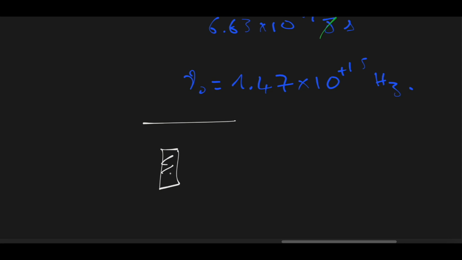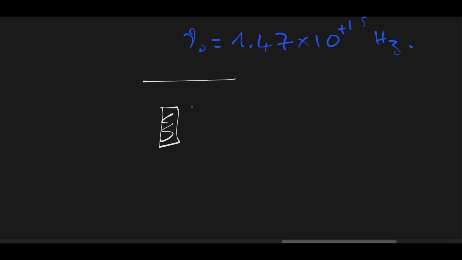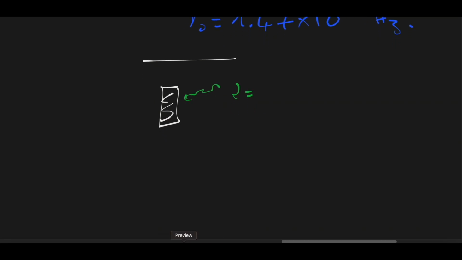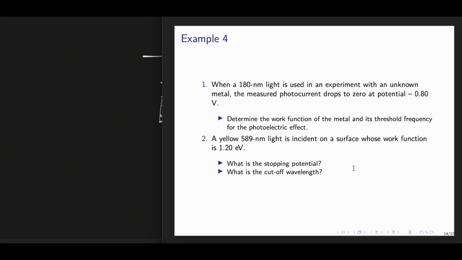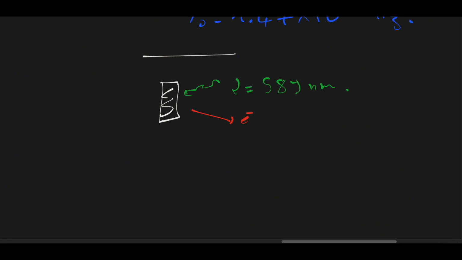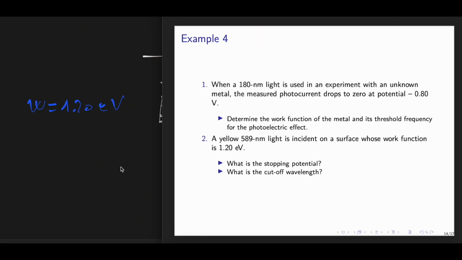So we have here, for this example, a metal surface that is irradiated by an energy of wavelength equal to 589 nanometers. We have electrons that will be ejected, and we have the work function that is equal to 1.20 electron volt. Here the work function, which means the binding energy, is equal to 1.20 eV. First question, what is the stopping potential?